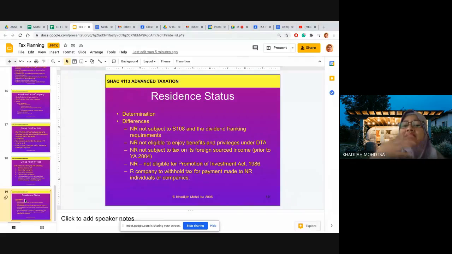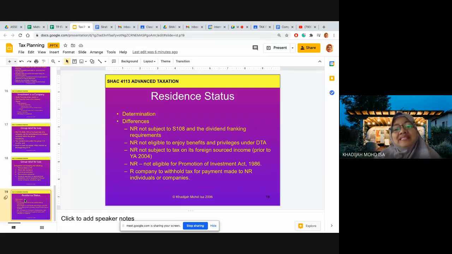Yeah, resident status for company is very easy. Right, for company to have a resident status, they just have to have management and control in Malaysia. Right, as long as they have major board of directors meetings in Malaysia, so they are a resident company. It's very important for them to have a resident status because most of the tax incentive only given to resident, right? A resident company.